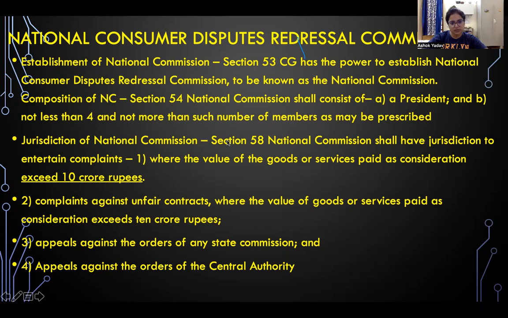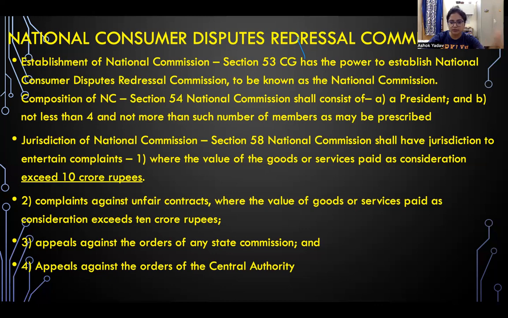Jurisdiction of the National Commission. Section 58 is talking about jurisdiction, and it is saying that the National Commission shall have jurisdiction to entertain complaints where the value of the goods or services paid as consideration exceeds 10 crore. So, if the matter is below 1 crore, it goes to the District Commission. If it is between 1 to 10 crore, it goes to the State Commission.